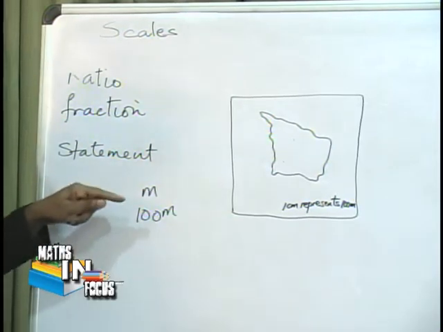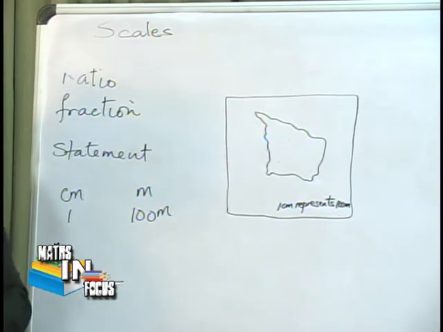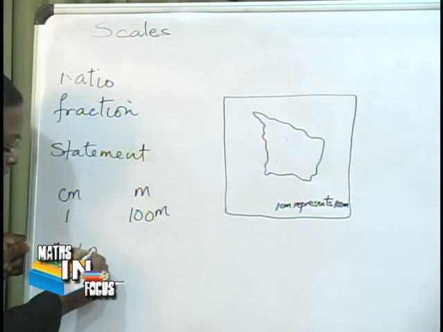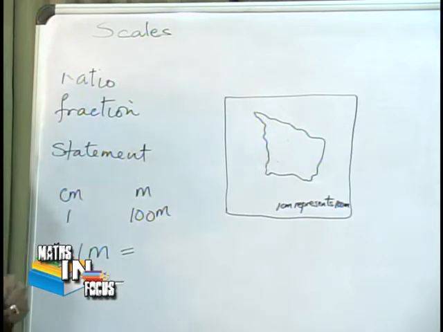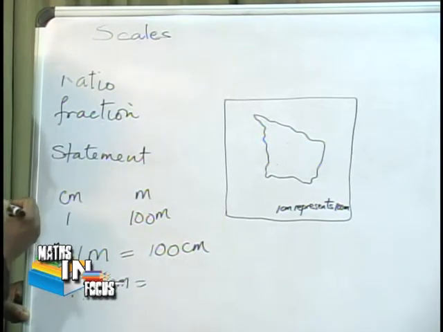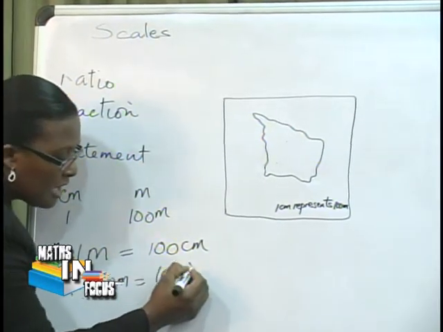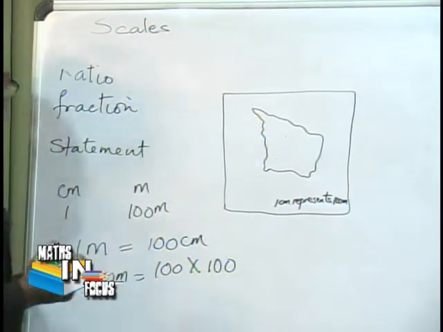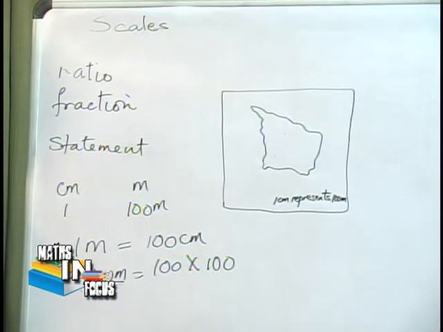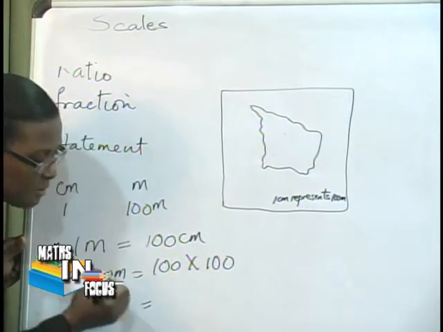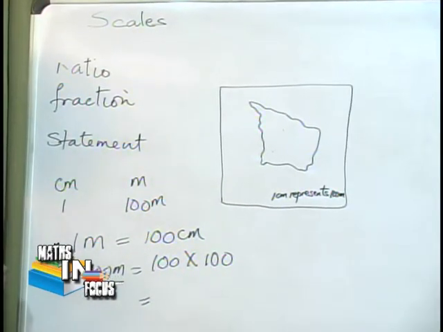Now we have 100 meters here. Let us start with 1 meter. How many centimeters will we find in 1 meter? 100. Therefore, in 100 meters, we're going to have 100 by 100 centimeters. And when 100 is multiplied by 100, how much will we have? 10,000.